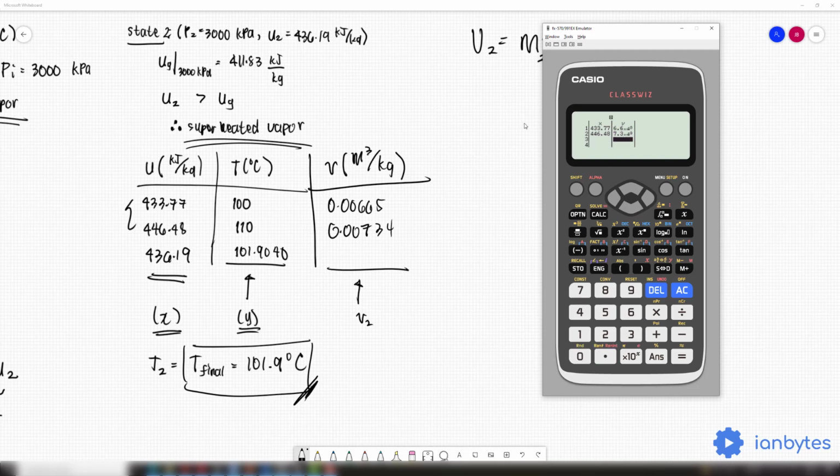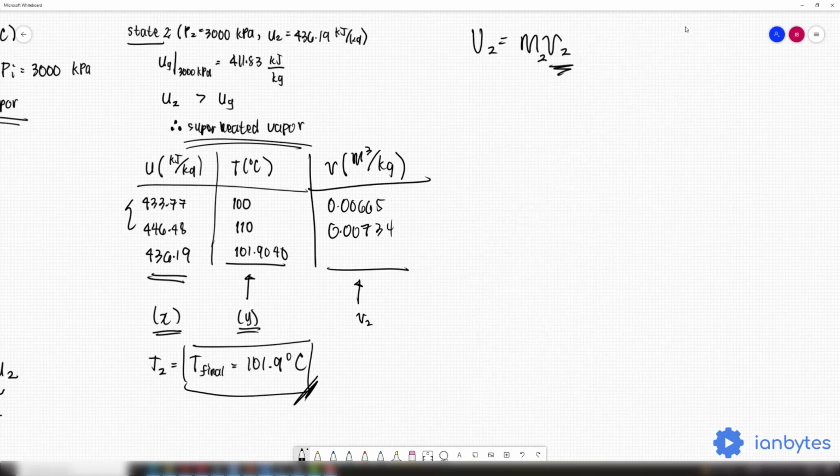There you go. So, applying the process that we did a while ago, press AC, and then input 436.19. Press Option, go to Regression, and then finally select y hat. Pressing equals, we have 6.7814 times 10 to the negative 3 cubic meters per kilogram. Let me just write that down.